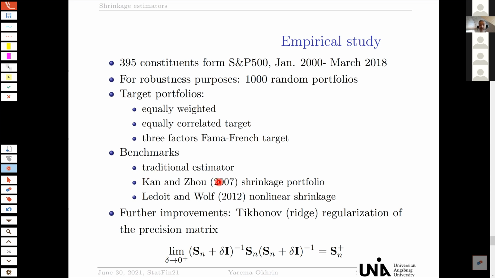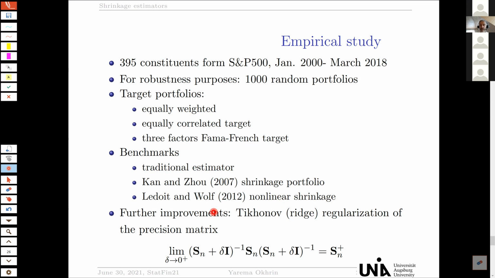Then we have the shrinkage portfolio of Kan and Zhou, and we have the nonlinear shrinkage of Ledoit and Wolf for the covariance matrix. So this is not the shrinkage I have shown before. This is a new one, and it is a kind of nonlinear shrinkage estimator for the covariance matrix.